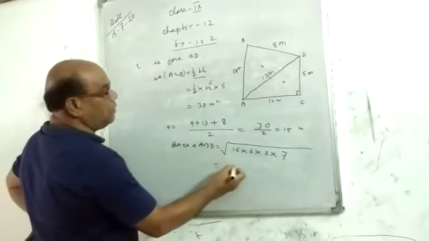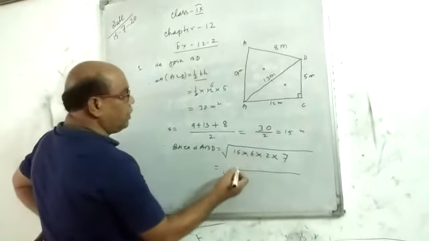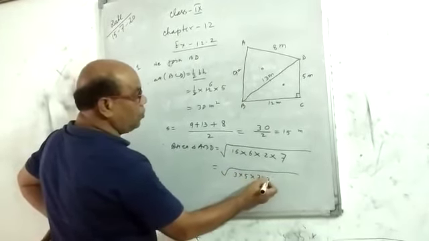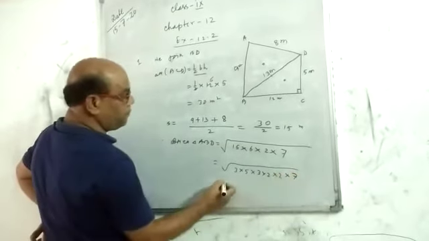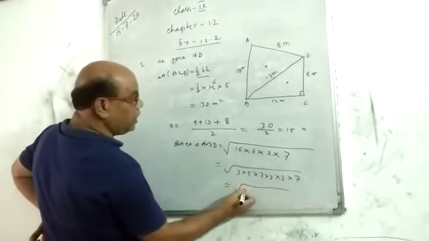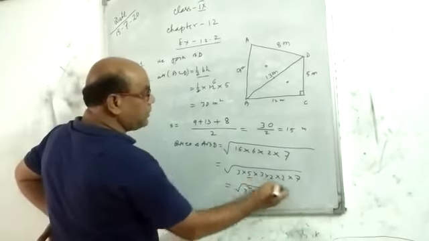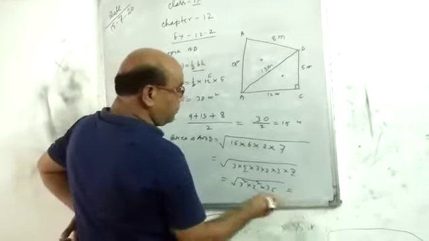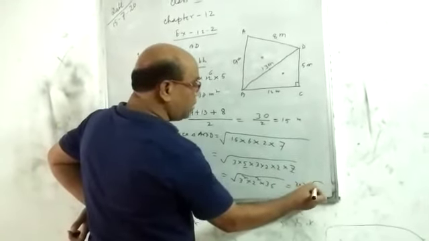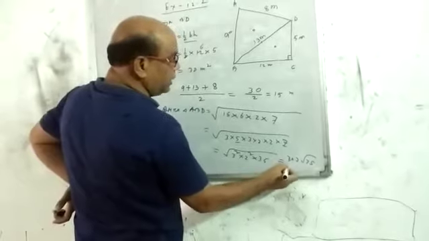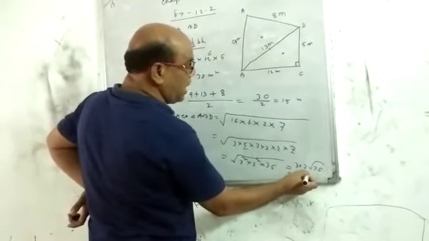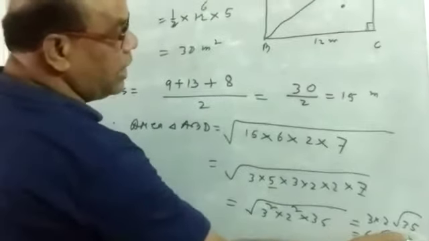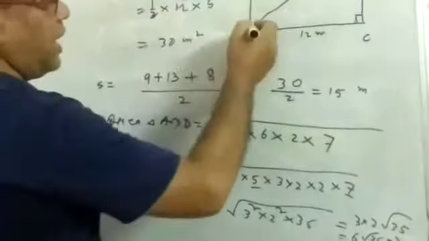Okay, now you see how much we can simplify. 15 we can write as 3 into 5, and 6 we can write as 3 into 2, then 2, then 7. So we can write 3 square into 2 square, with 5 and 7 and no other term, so it is 3 into 2 root over 35. That is 6 root over 35 meters. So it is the area of the triangle ABD.